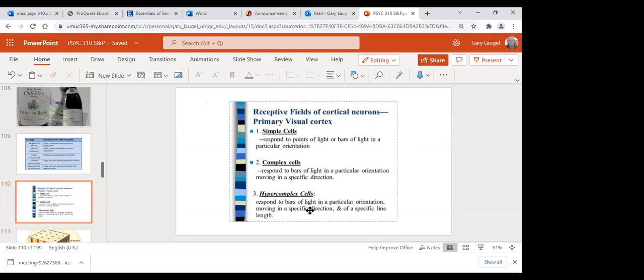And again, this is another look at the same thing: receptive fields of cortical neurons in the primary visual cortex. That's area V1, Victor 1 in the cortex. Remember, the cortex itself is not thick; it's just a few millimeters thick, but yet it contains thousands and thousands and thousands and thousands of cells, nerve cells.